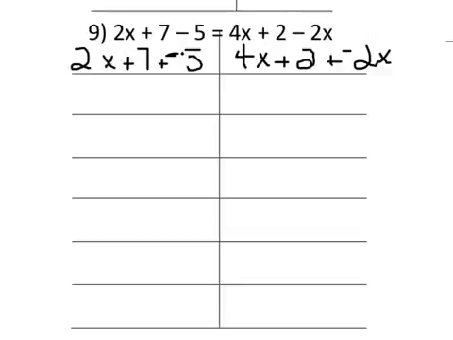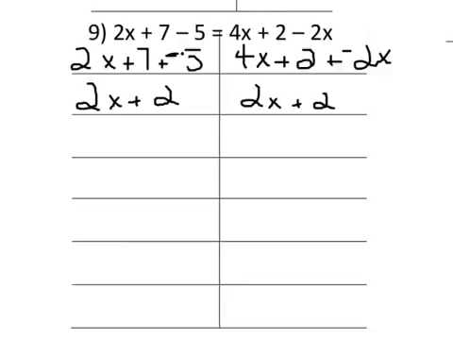Now we look to combine like terms. So we have positive 7 tiles and negative 5 tiles, so that makes a total of 2 positives. So this side is 2x plus 2. And the other side, we're going to combine the positive 4x's and the negative 2x's, so that gives us 2x's. So now I have 2x plus 2.